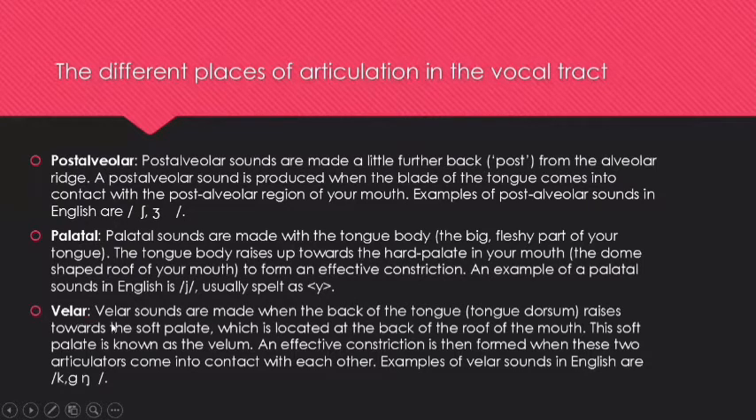Number 7. Velar. Velar sounds are made when the back of the tongue, the dorsum, rises towards the soft palate, which is located at the back of the roof of the mouth. This soft palate is known as the velum. An effective constriction is formed when these two articulators come into contact with each other. Examples of velar sounds in English are k, g.